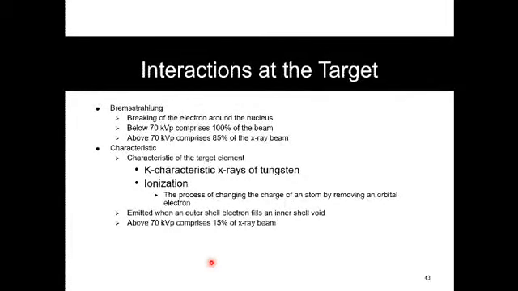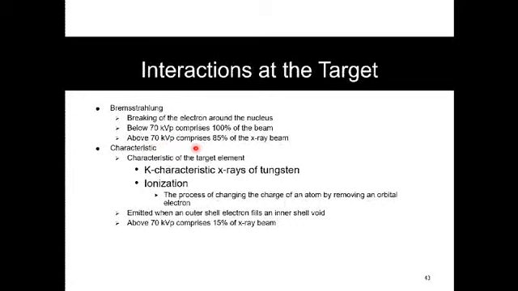We've also talked about interactions at the target. So with interactions at the target, you're going to have two. You're going to have Brems or Bremsstrahlung, which means the breaking of the electrons around the nucleus, or you're going to have characteristic, which characteristic deals with your orbital electrons and your shells, okay? So back to Brems. It's a breaking of the electron around the nucleus. Energies below 70 kVp comprise 100% of the beam.